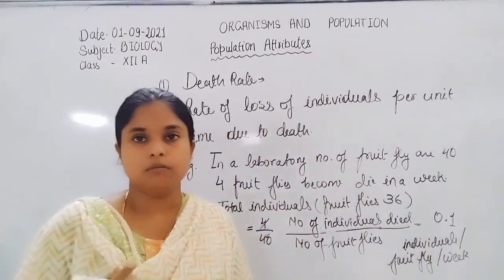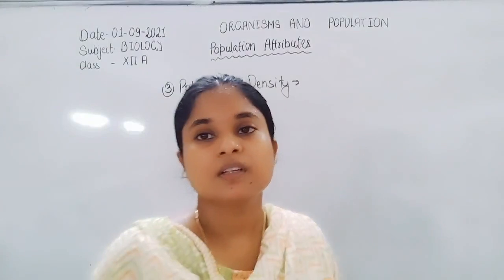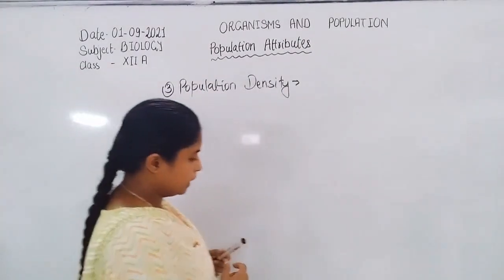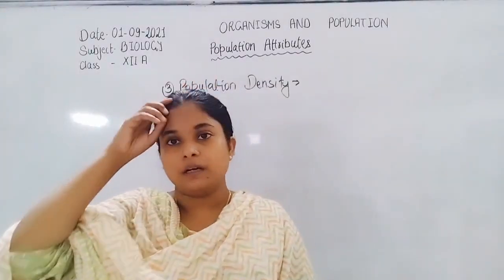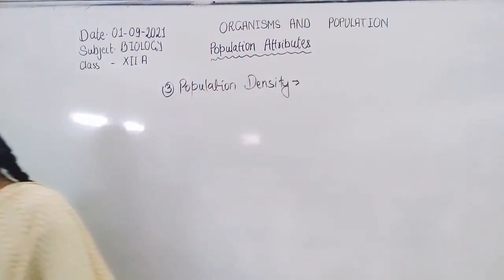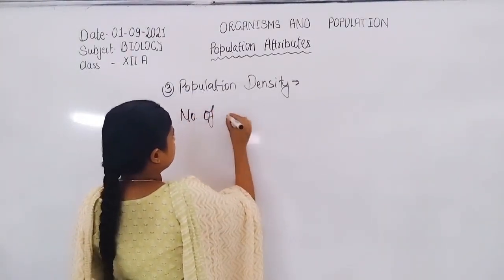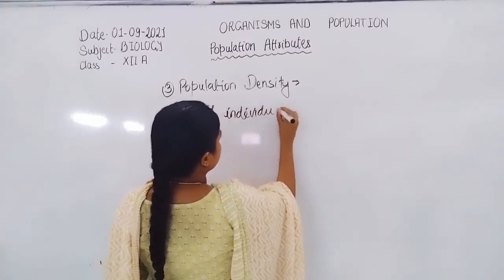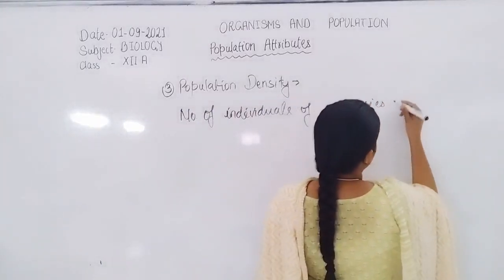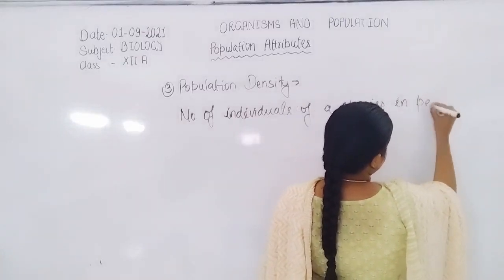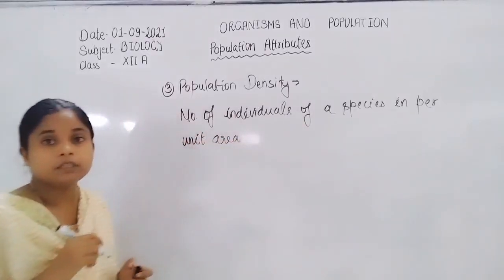Next is population density. Population density is simply the number of individuals per unit area, or the number of individuals of a species per unit area. So it can be calculated.